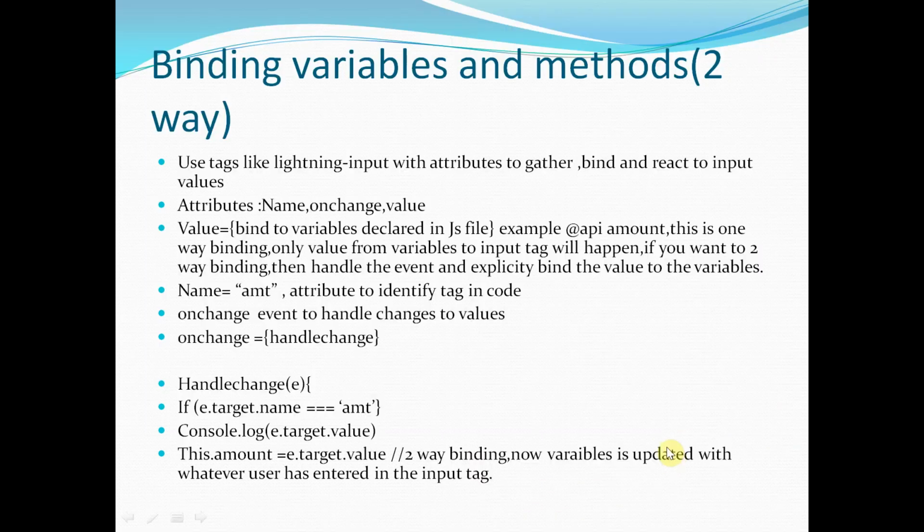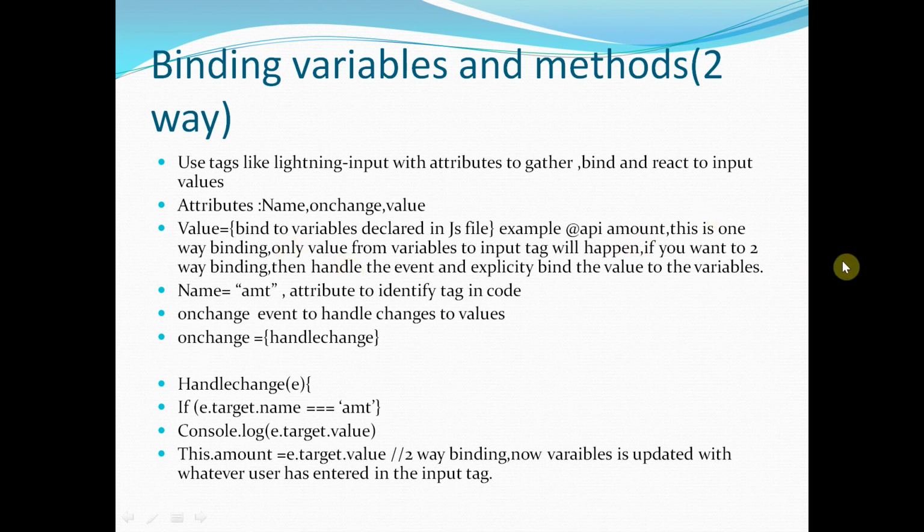So basically, you will use tags like lightning input to first gather input. Then you'll also use it to bind and react to input changes. You'll have a lightning input tag and you will not only gather the data, you'll also bind methods and react to input values using methods. You'll use attributes like name. You'll give the input tag a name which you can use to track it in the method. Then onChange will be used to track what has changed, and then you will give a value to assign a variable to it. Value basically binds to variables that you create in your JS file. Whatever you expose as either api or track is the one which gets bound.